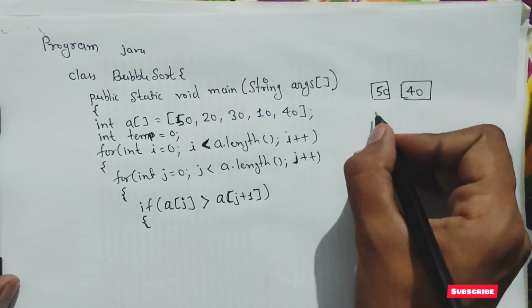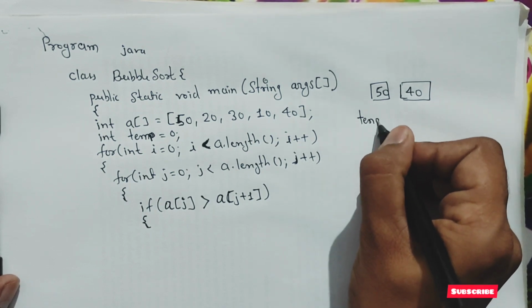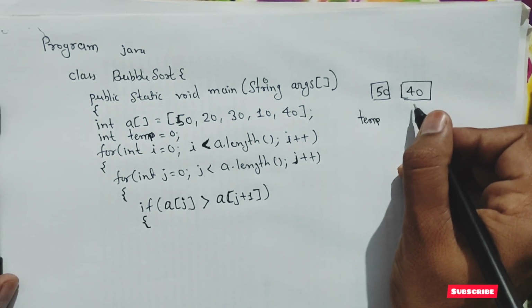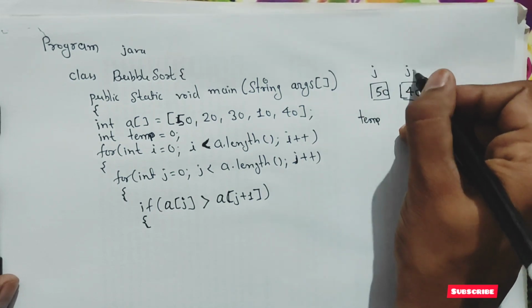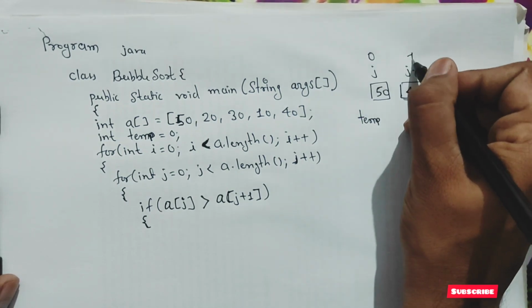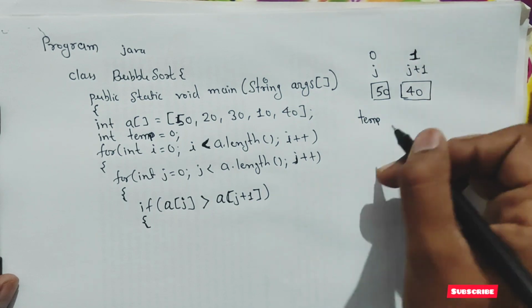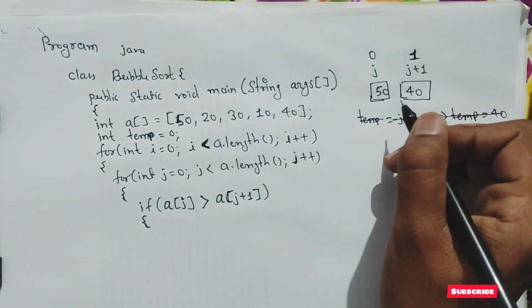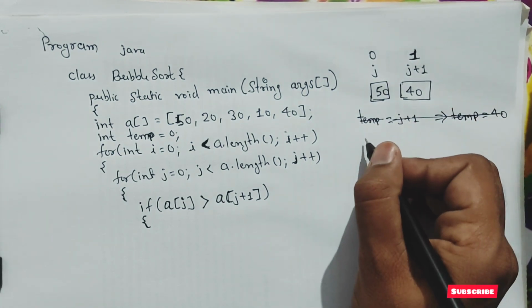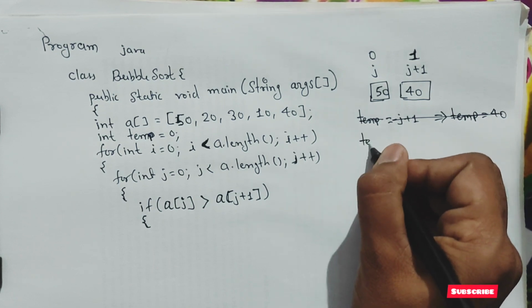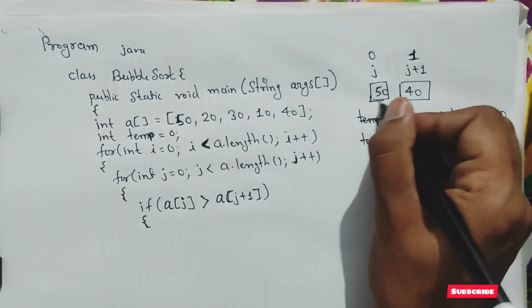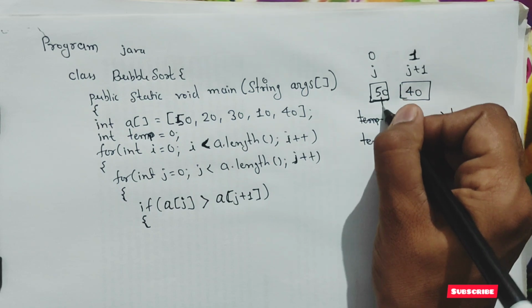So what I am doing is using a temp, another element, where I will put this element, means this is the j and j plus 1. This is index 0 and this is index 1. There is a 50 and 40. Now I have another element, temp. So in this place, at the 0 place, I will empty this.